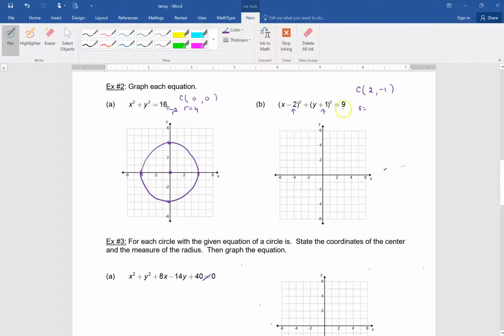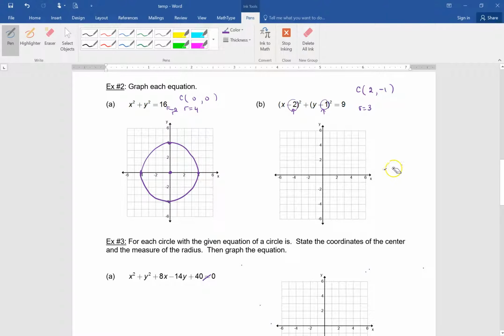So what is the radius here? 9 or 3? 3. So these are the numbers from which you take your h and k. But you have to change sign. Because when h and k went in there, it was x minus h. So they switched signs. And y minus k. All right?